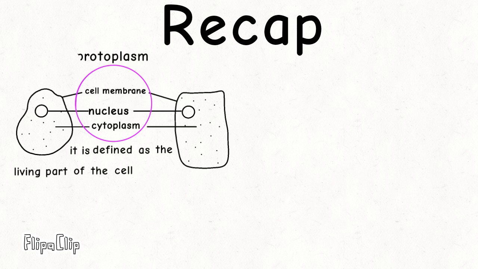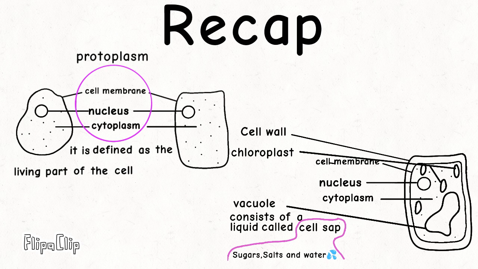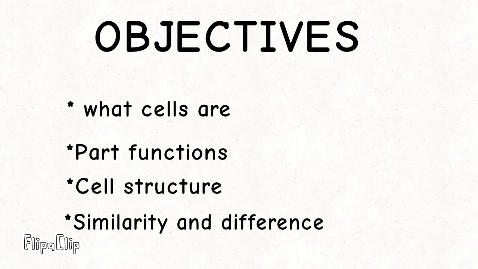Just a short recap from what we've learned, the plant cell and animal cell both consist of the protoplasm, which we've learned is the living part of the cell. Away from their similarities, we've mentioned that the plant cell has some extra parts, which are the cell wall, chloroplast, and vacuole. We've also stated all their functions, and now at this point I hope you're able to define what a cell is as well as label and state its functions.